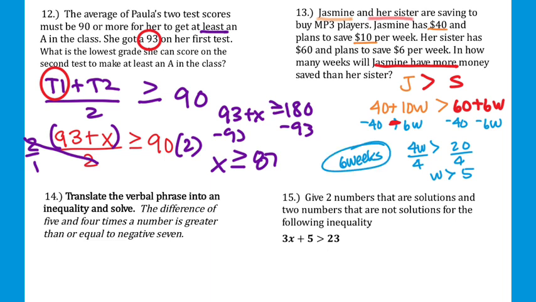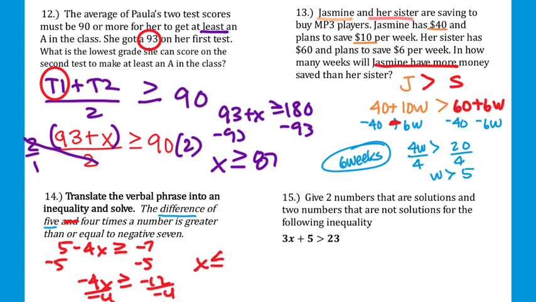14 says that we have to translate this, the difference of. So the difference, that is what makes it become subtraction, of 5 and 4 times a number is greater than, is bigger than, or equal to -7. Once you have written the inequality, you can solve for this, subtracting 5 from both sides and dividing by -4, which means you have to flip the sign, and you get x is less than or equal to 3.